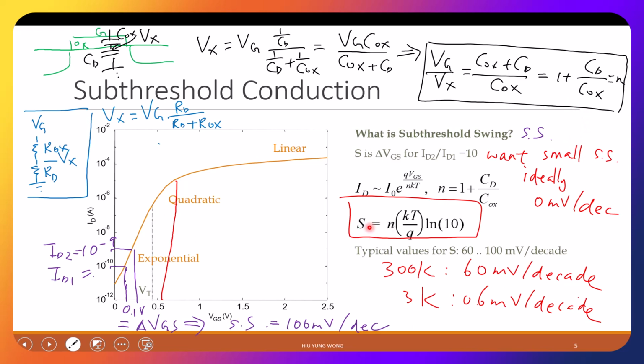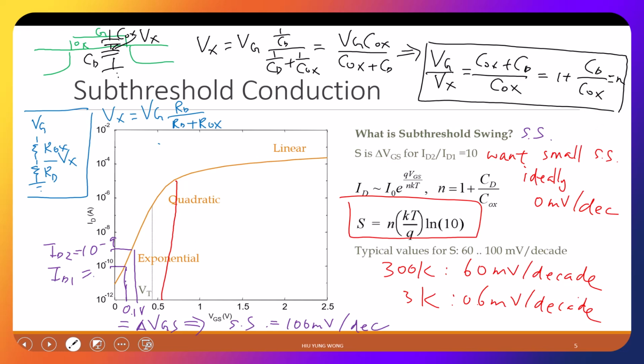Because we want a small subthreshold swing, we want n to be small. But now it's always larger than 1. So can you tell me how I can improve the subthreshold swing by changing CD and Cox? Do you want a large CD or a small CD? Small, right? The best is CD very tiny and Cox very large. That is one reason we want to scale the transistor so that you have a very thin gate oxide. When you have a thin gate oxide, you have a much larger Cox. That improves the subthreshold swing.